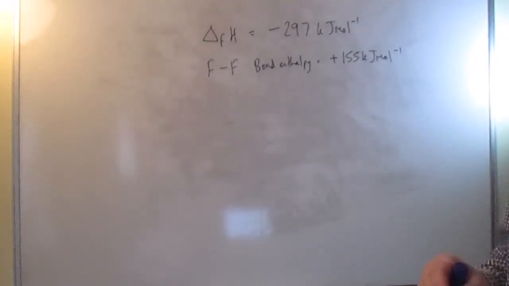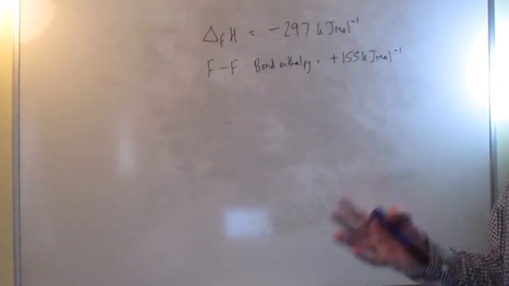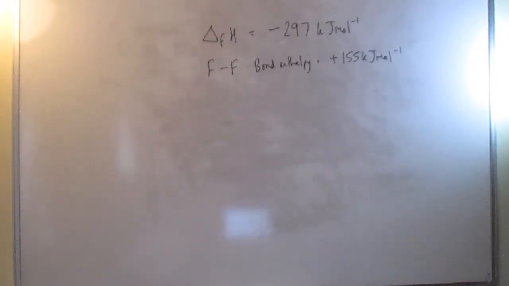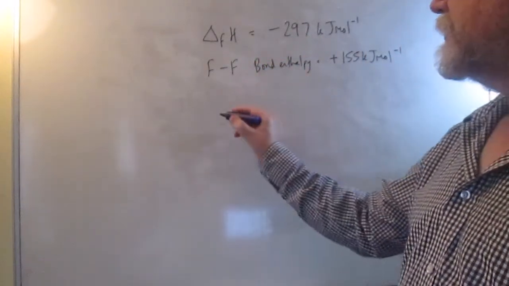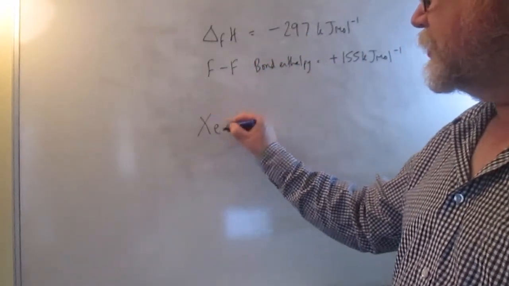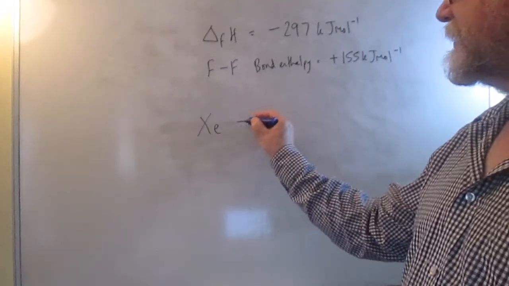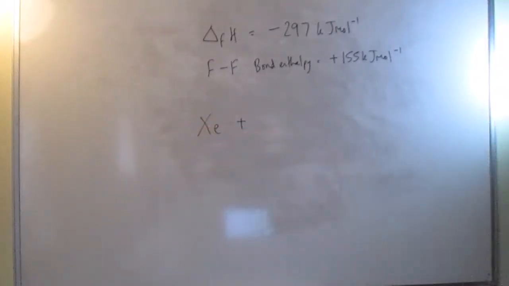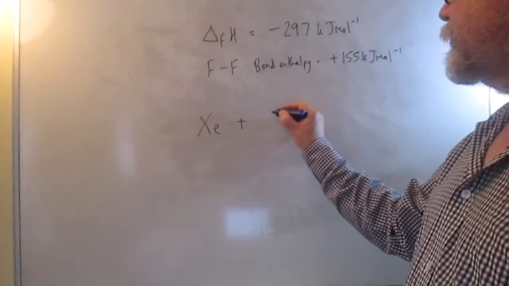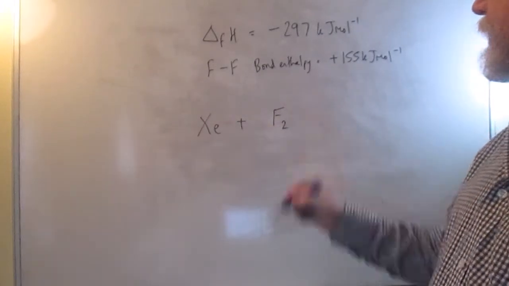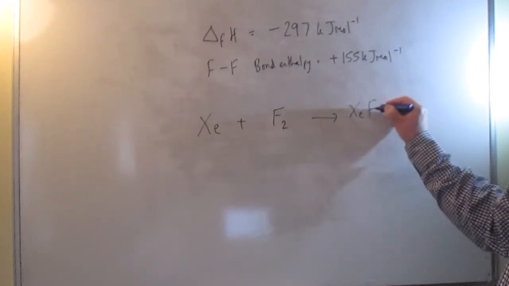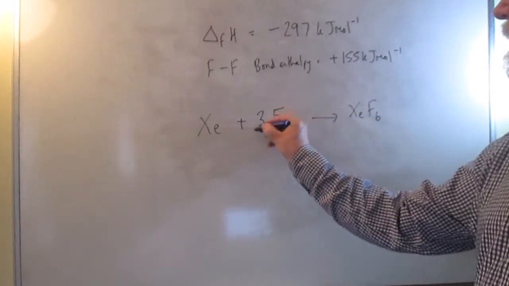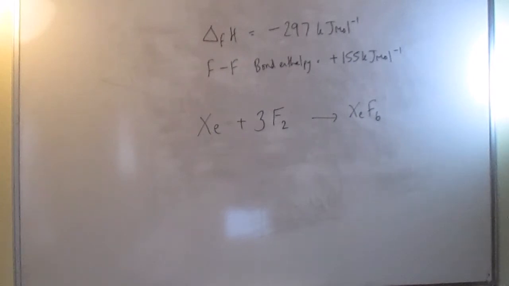So it tells us that the standard enthalpy change of formation of xenon hexafluoride is minus 297 kilojoules per mole. Formation, remember, means formation from the elements in their normal state. Xenon is a noble gas, so it's just Xe. Remember, noble gases just exist as atoms. And fluorine normally exists as F2. So to make XeF6, which is what we're trying to make, we're going to need 3 F2s.